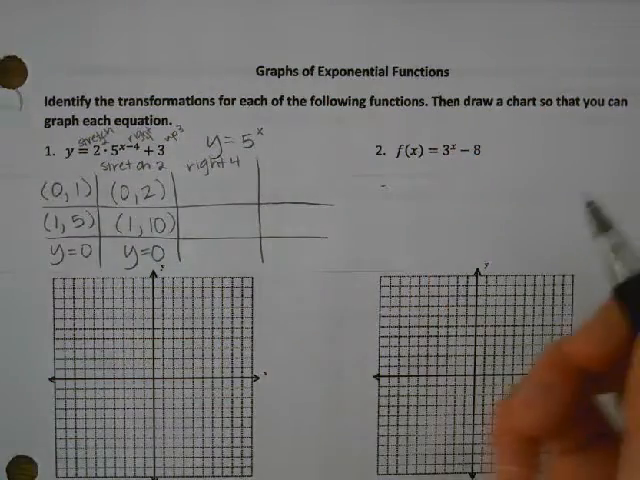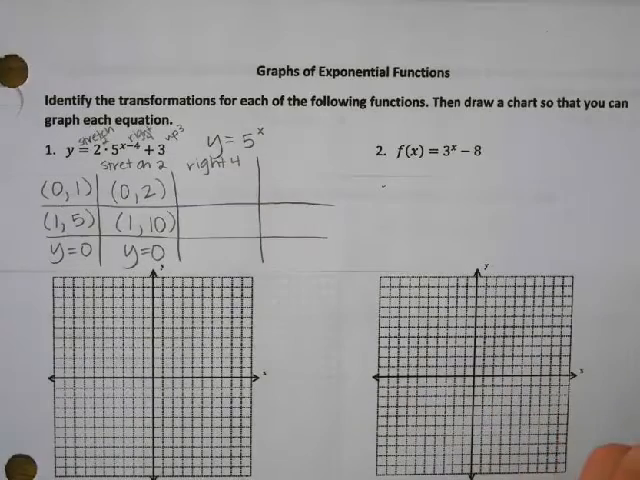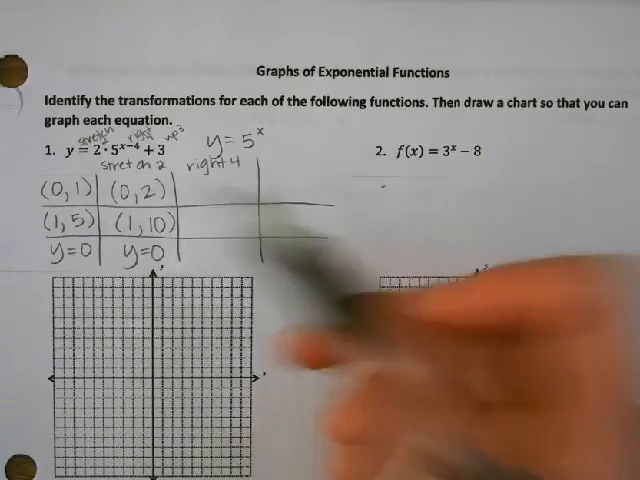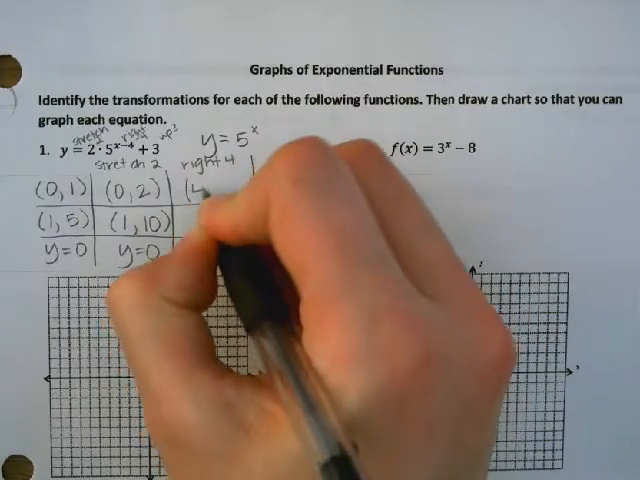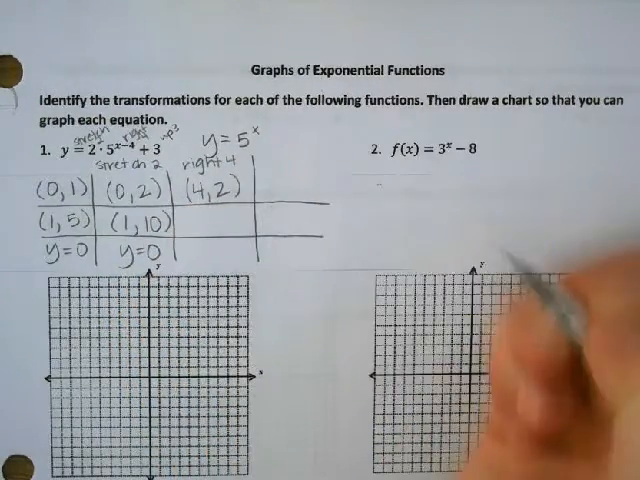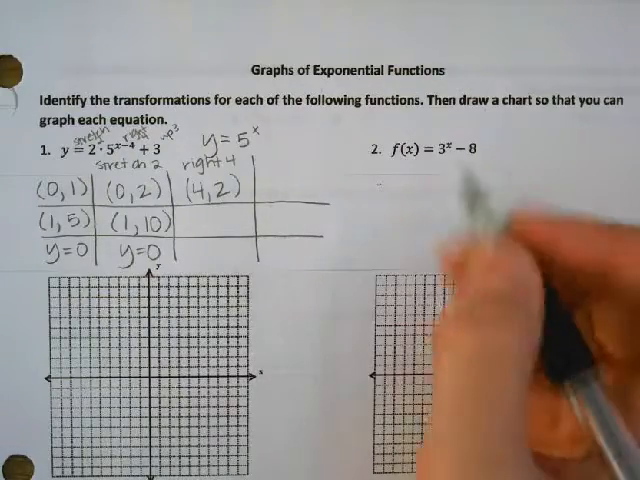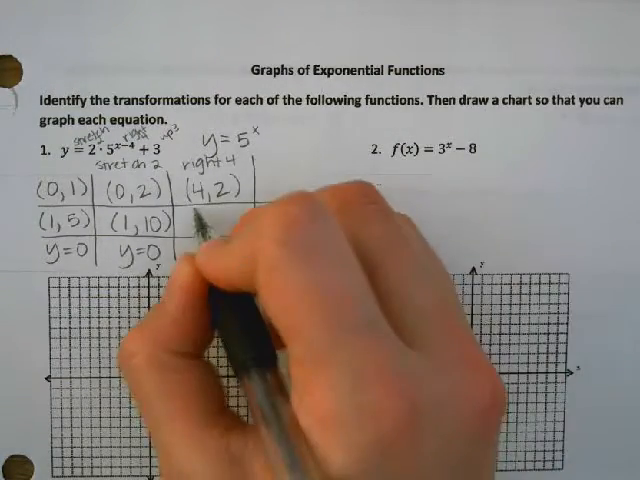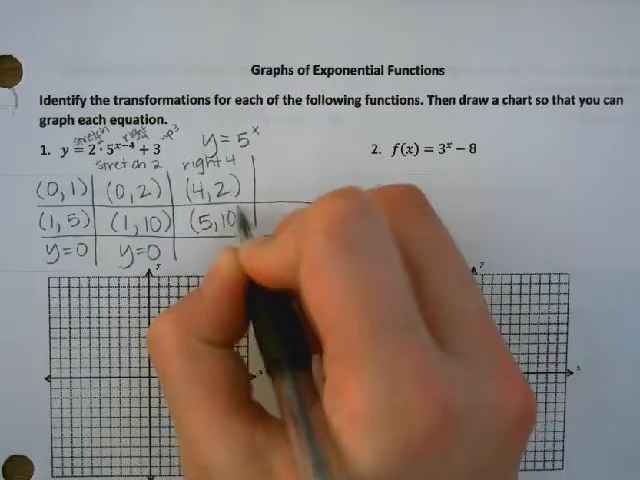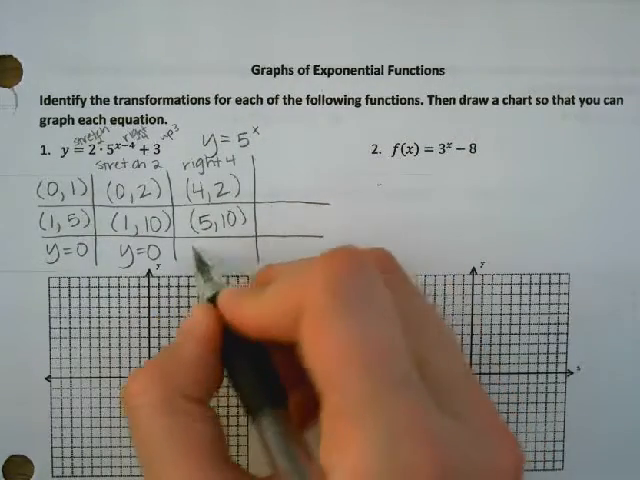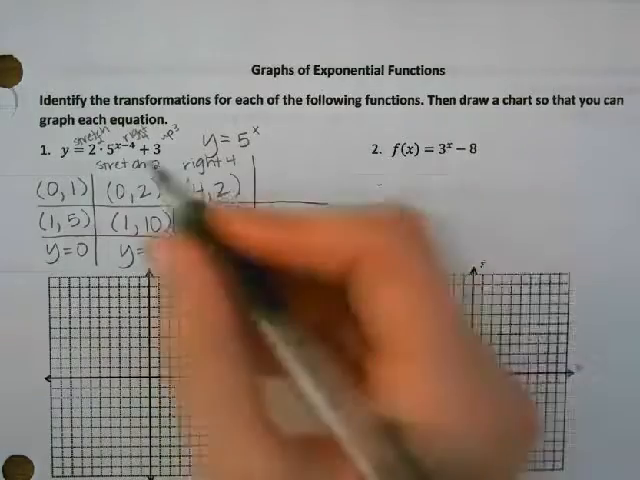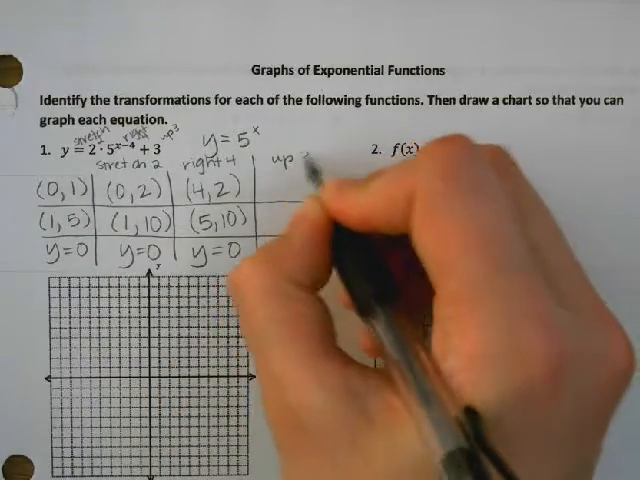So what was your first point after you moved it to the right 4? 4, 2. What's your next point when you move it to the right 4? 5, 10. How about the horizontal asymptote? Did it change? Nope. All right, and then last we're going to do up 3. Go ahead and do that one.